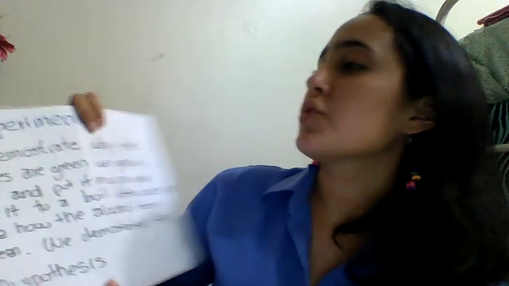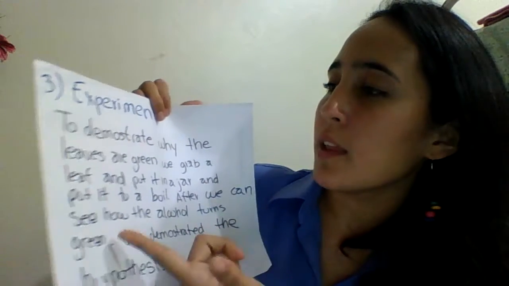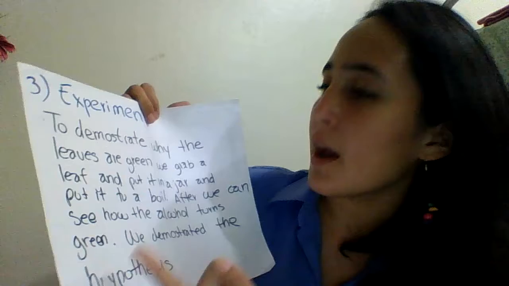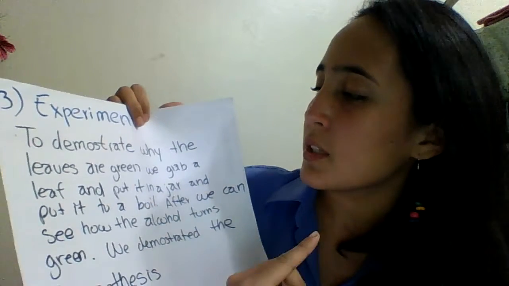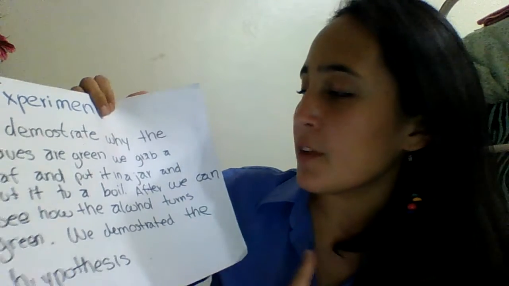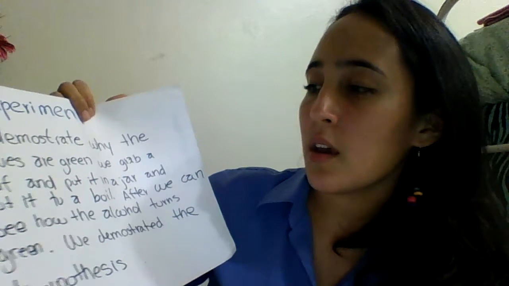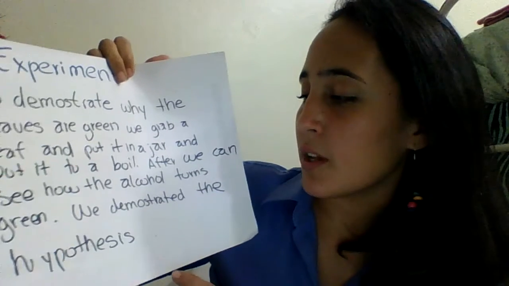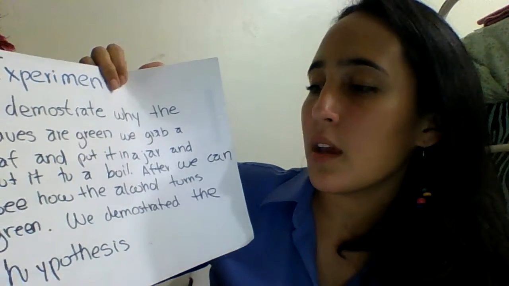For example, to demonstrate why the leaves are green, we grab a leaf, put it in a jar, and put it to a boil. After, we can see how the alcohol turns green. We demonstrated the hypothesis.